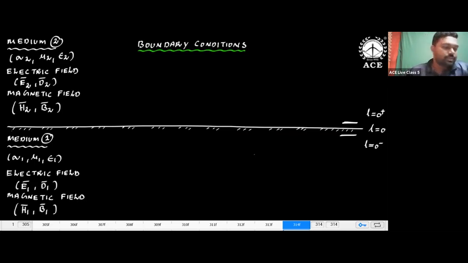Okay, please focus here. The fields just below the interface and just above the interface, we want to establish the relation between them. And what is this called? This is called a media interface or boundary interface.